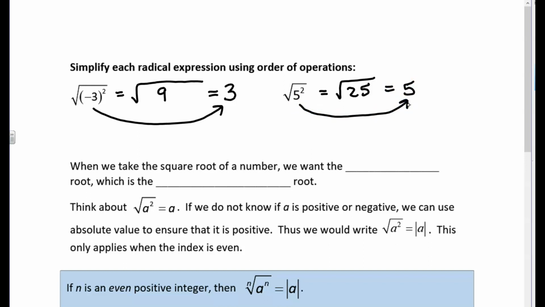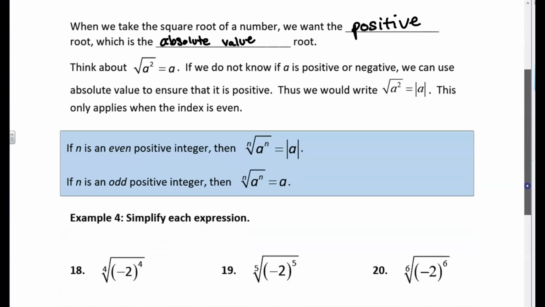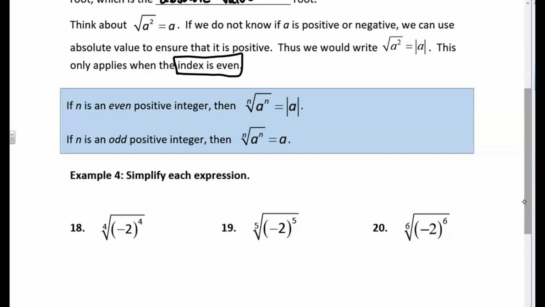So when we take the square root of a number, we want the positive root, which is the absolute value root. So think about the square root of a squared equal to a. If we do not know if a is positive or negative, we can use absolute values to ensure that it is positive. Thus, we would write the square root of a squared equals the absolute value of a. This only applies when your index is even. When your index is odd, it's no holds barred. So if n is a positive even integer, then the nth root of a to the nth is the absolute value of a. Whereas if n is an odd positive integer, then the nth root of a to the n just equals a.